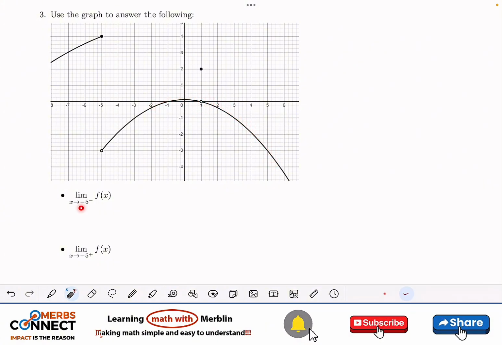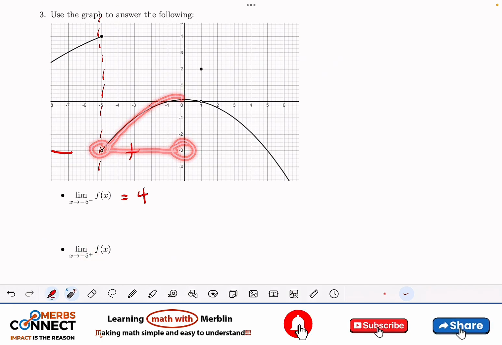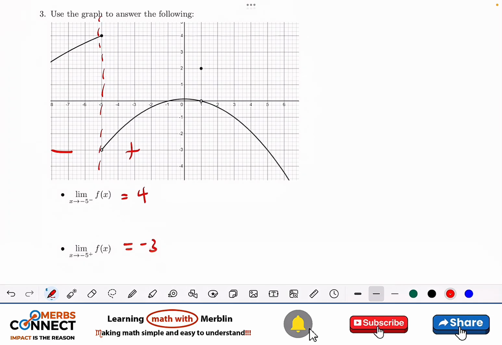So limit as x is approaching -5 from the negative side. This is my -5. The negative side is this. So draw the graph that's on the negative side here. This is my negative side, this is my positive side. So the graph up to where the red line is this one, which is going to give us 4. So when you understand it, it's very simple to get it. And then from the positive side is this graph coming here, and this is going to give us -3.